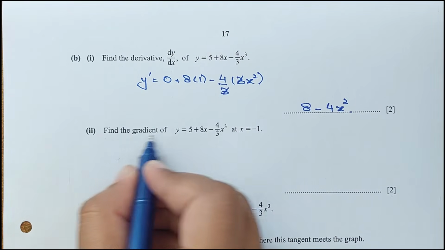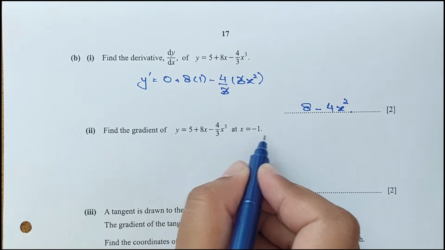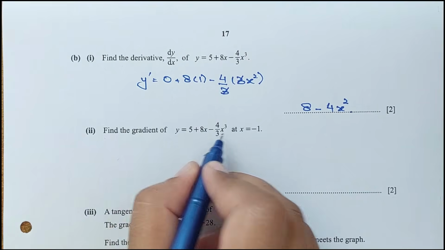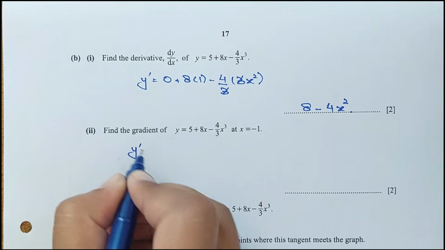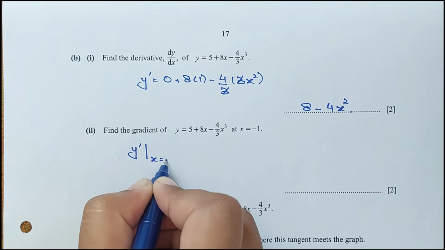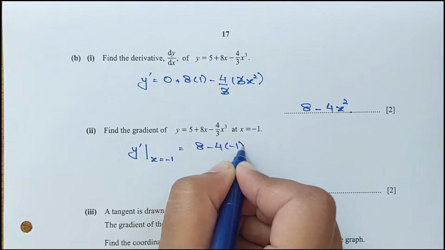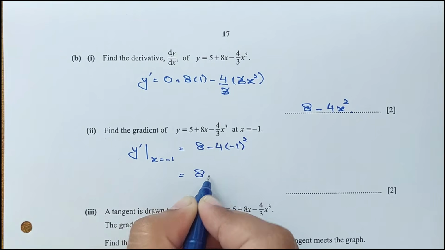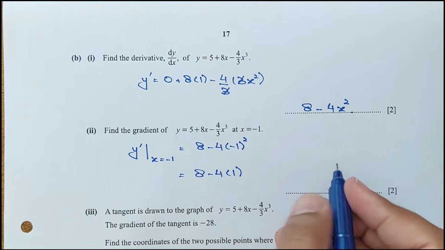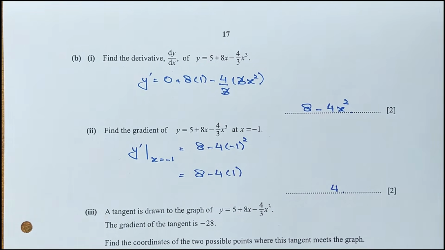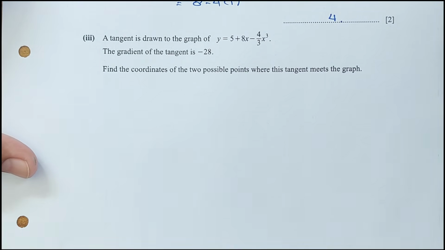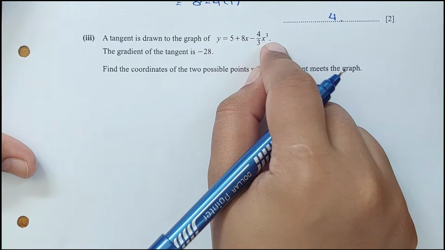Right, find the gradient of the function at x equals -1. This is the same function, so we have the gradient y prime at x equal to -1. We have to calculate 8 minus 4 times (-1) square, so 8 minus 4 times 1, and this would be 4. Right.